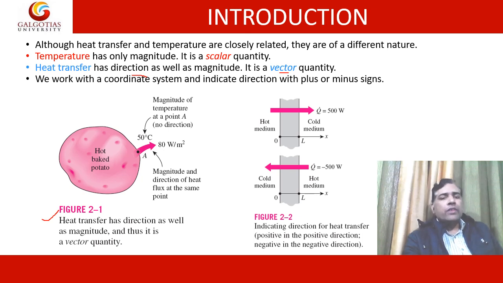Okay, the magnitude of the temperature at a point A, and similarly, since it is a higher temperature, some of the heat is transferred to the surroundings, and the rate at which the heat is being transferred is 80 watt per meter square. It means that on per meter square surface, 80 watt of the heat is lost to the atmosphere.